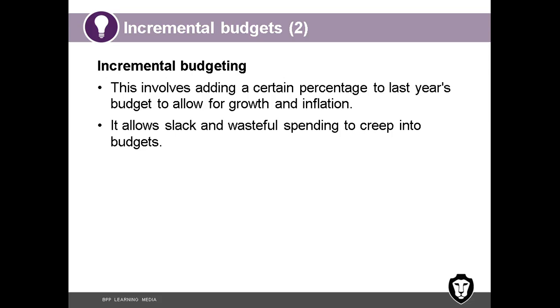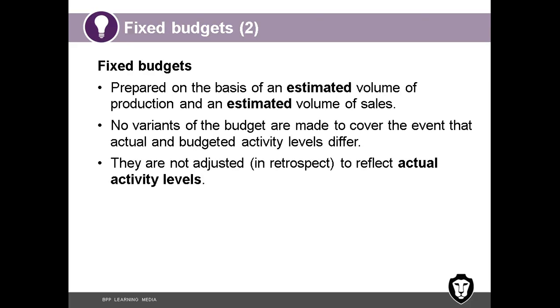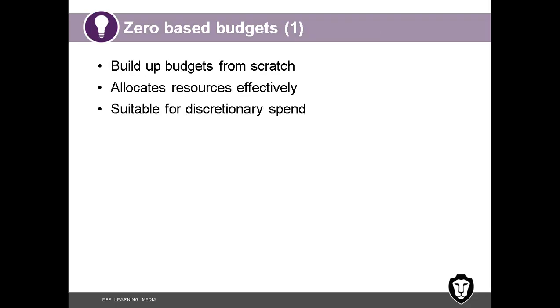This involves adding a certain percentage to last year's budget to allow for growth and inflation. It allows slack and wasteful spending to creep into budgets. I already explained these points. Now connected to this, what we have, zero-based budgeting. So let's jump to zero-based budgeting and see what it says. Zero-based budgeting.